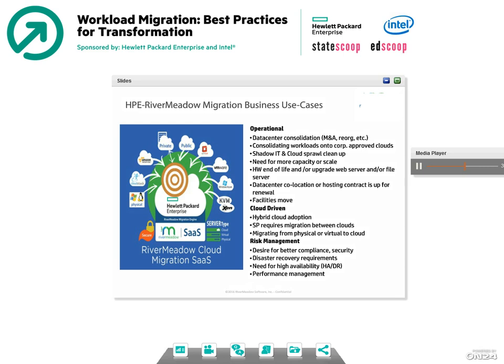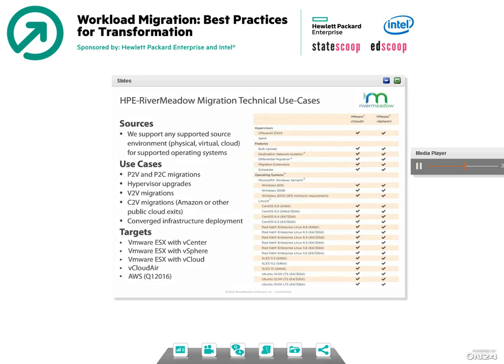From a technology point of view, a good way to look at what we do is that you can do P2V, P2C, or any V2V type migration project for x86 supported workloads using this technology. Today, the targets are VMware, and as mentioned before, we're adding Azure, Amazon, and OpenStack targets in the future.